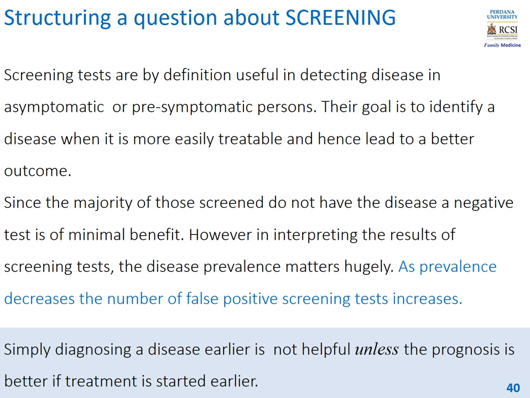Screening tests are by definition useful in detecting disease in asymptomatic or pre-symptomatic patients with a goal to identify disease when it is more easily treatable and therefore should lead to a better outcome. But since the majority of those screened do not have the disease, a negative test is of minimal benefit. But the disease prevalence is really important here, because as the prevalence decreases, the number of false positive screening tests may increase, and this may lead to the concept of overdiagnosis. So let's spend some time on this. It's an important issue.